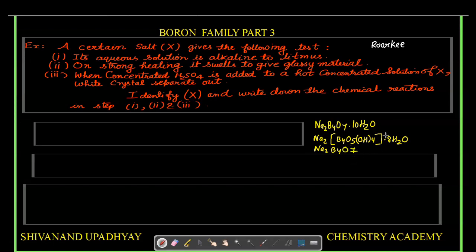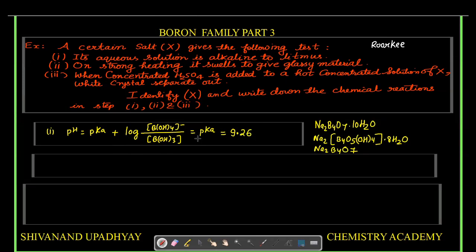So now we know about X. The first point is its aqueous solution is alkaline to litmus, so I am explaining that it is a buffer solution, right? So pH is equal to pKa plus log of millimoles of acid or concentration of acid. The acid is boric acid, and its conjugate base is BOH4 minus, and both have the same concentration. So I can say that pH is equal to pKa. For boric acid, pKa is equal to 9.26. So this is alkaline to litmus paper. First point we have done.